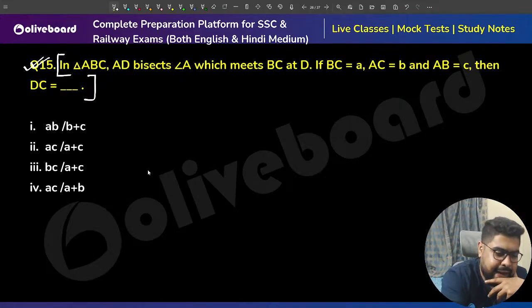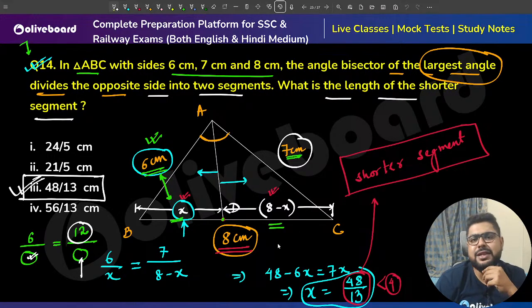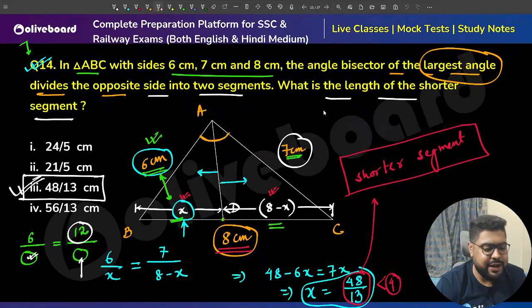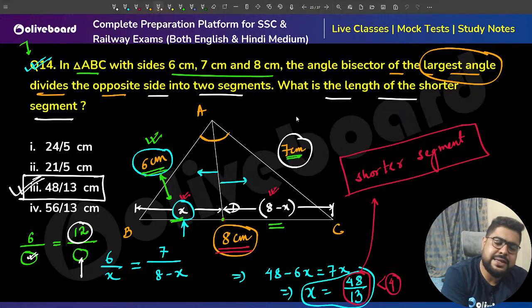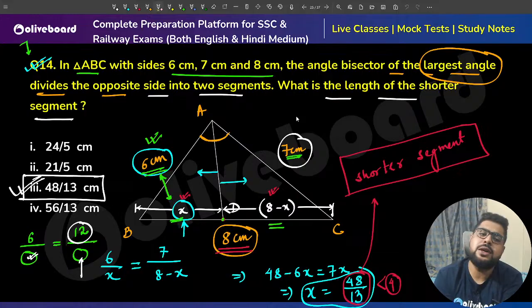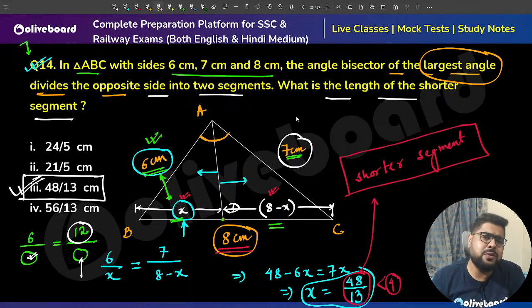How to find AD? For AD, there is something called Apollonius theorem, brother, but not for this particular thing. You can use Apollonius if AD is a median. And if I only want to find the angle bisector, for that you need to do many things.